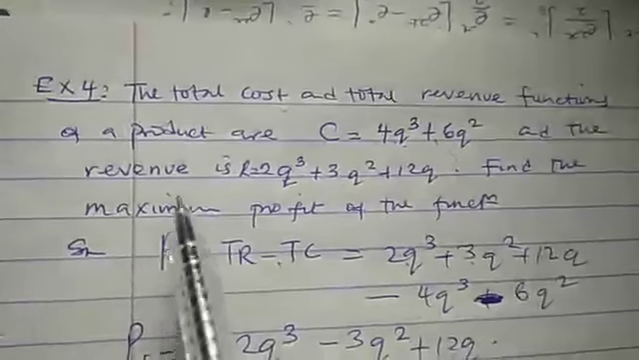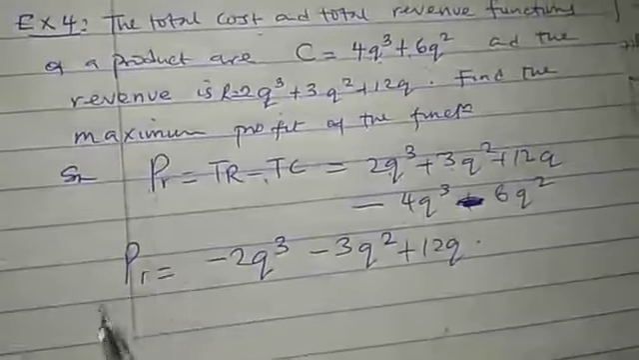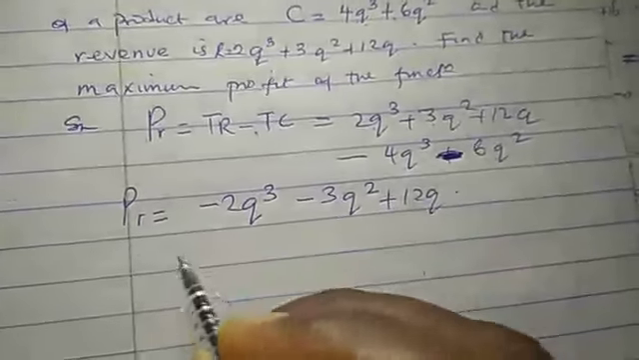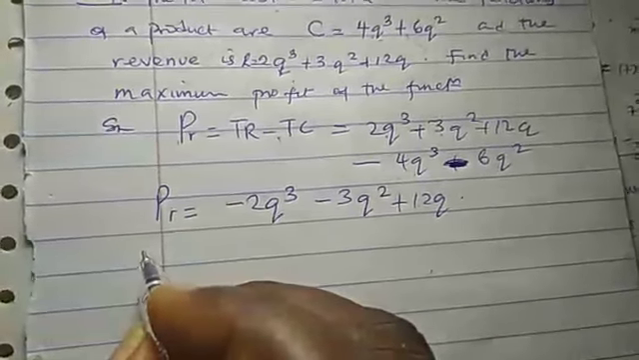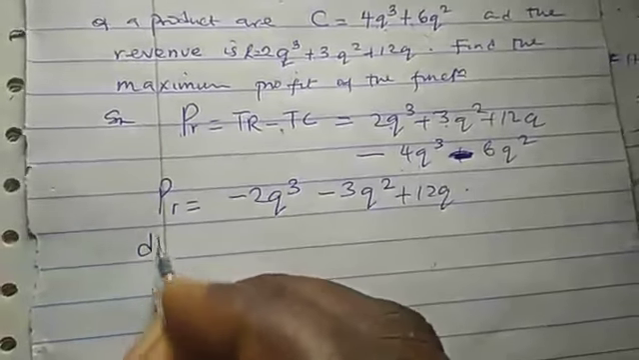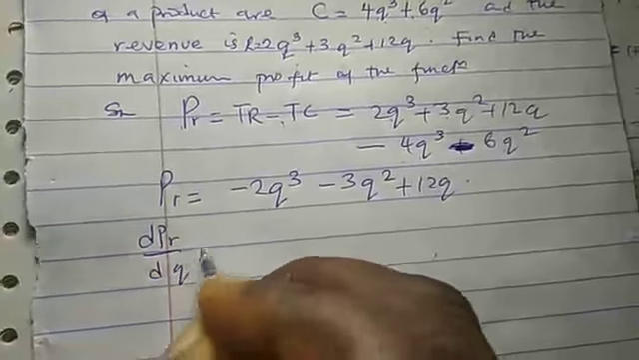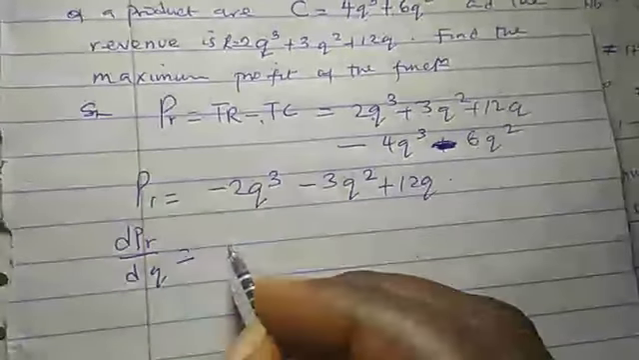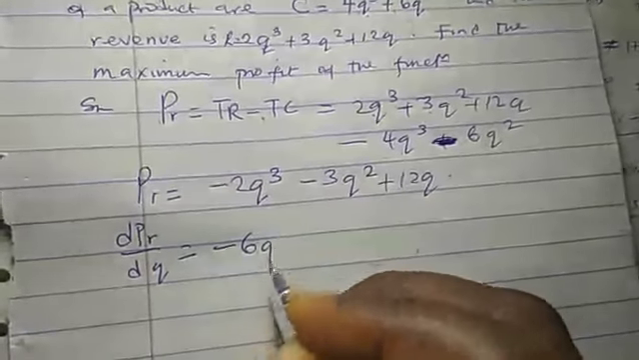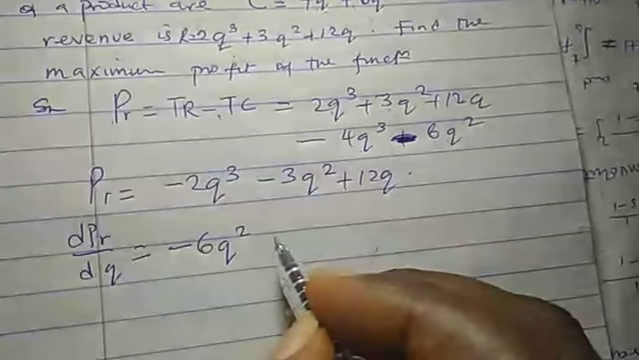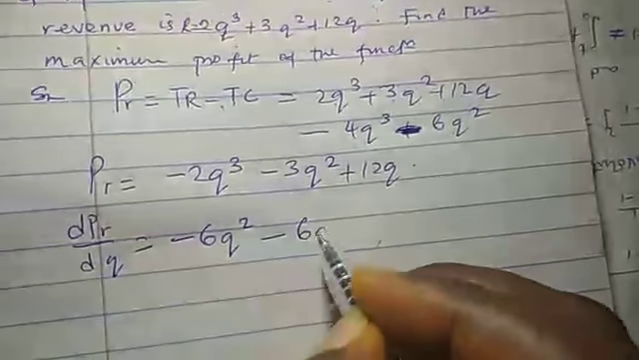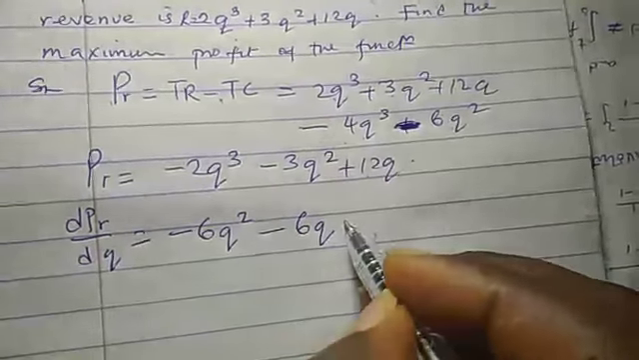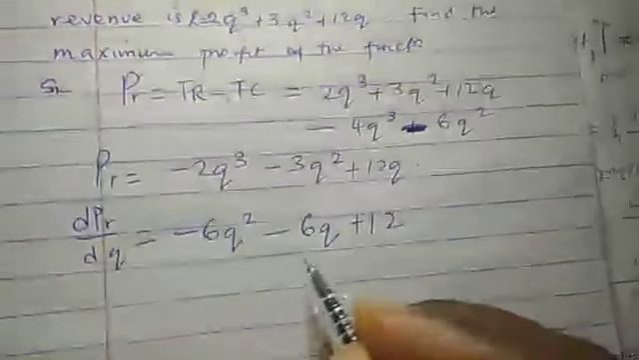Now we are dealing with maximum profit. This is an example of minimum and maximum that we treated earlier. How do we find minimum and maximum? We first find the stationary point, that is, we differentiate the profit with respect to q. If I differentiate, I will have minus 6q squared minus, if I differentiate this, 6q. If I differentiate this, I will have plus 12.